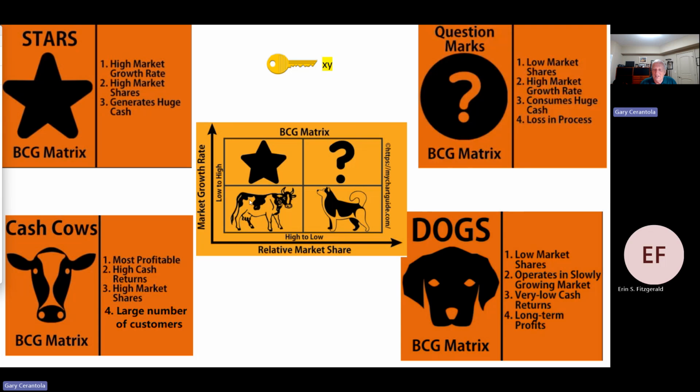And the thing here is that you can gain high market share as well. All right, so this is high market share right here. And this cash cow here is really the most profitable. It's high cash returns, high market share, a large number of customers. So this side of the graph is really important to you.